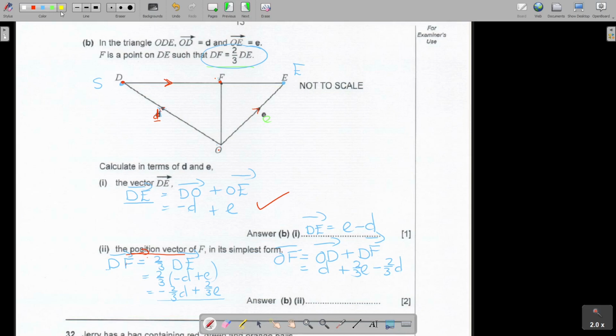Now, see my like terms. Do you see this is like? This is 1. So 1 minus 2/3, what is that? So what is OF? Remember, it's going to be 1/3 D plus 2/3 E. Okay, so I basically just add my like terms there and I just rewrite. And that's how you do it. So this is definitely not as difficult as the one I did in the textbook.